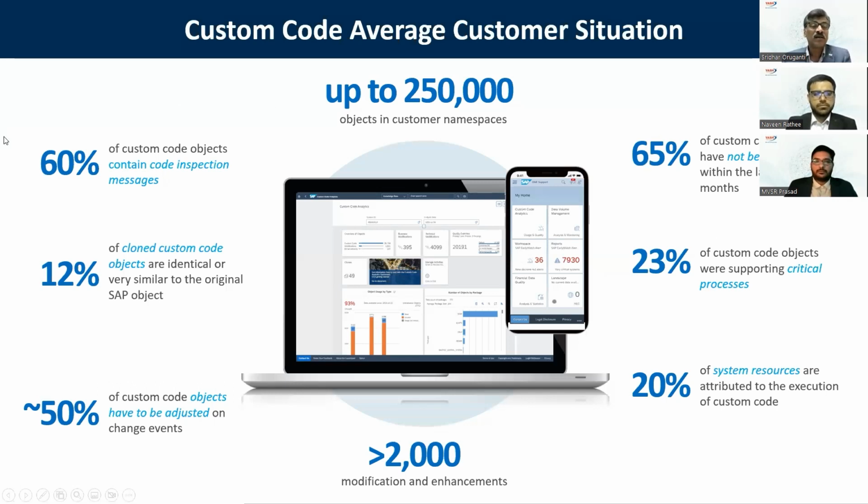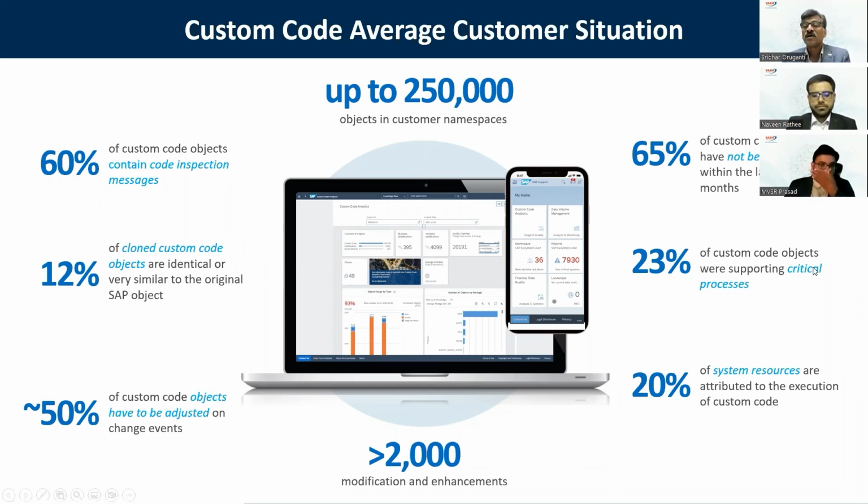And then going back here, 60% of the custom code objects contain code inspection messages, code inspection issues. We have code inspectors from SAP, SCI, and so on, right? So there are some issues, and ideally all of those have to be fixed. And 12% of the cloned custom code objects are identical or very, very similar to the original SAP standard objects. That means hardly any changes were made. So these 12% probably are not even needed, because they have not really been any different from the original objects. And then 50% of the custom code objects have to be adjusted on change events.